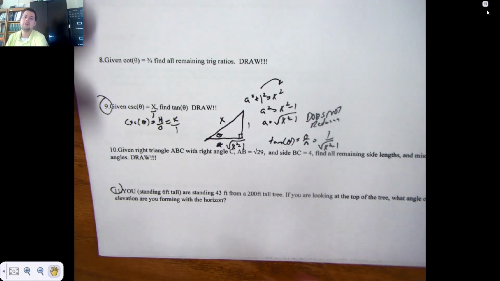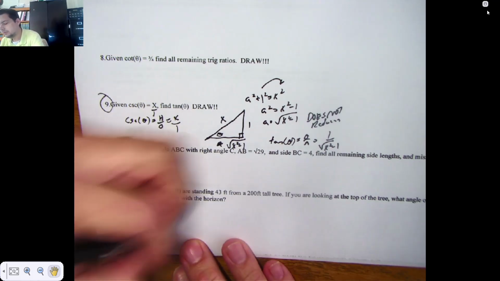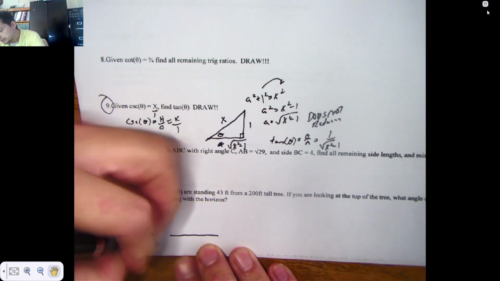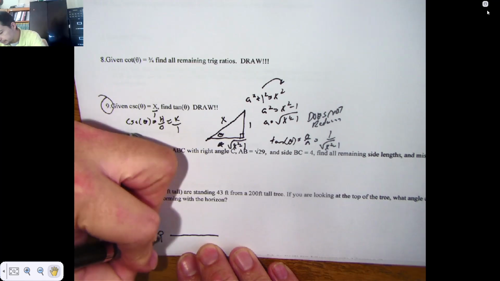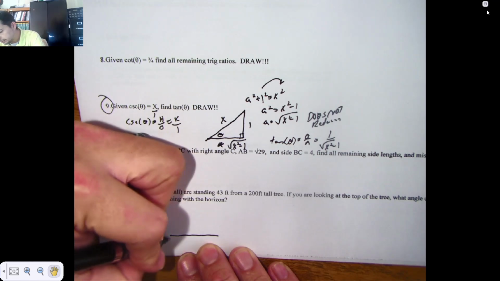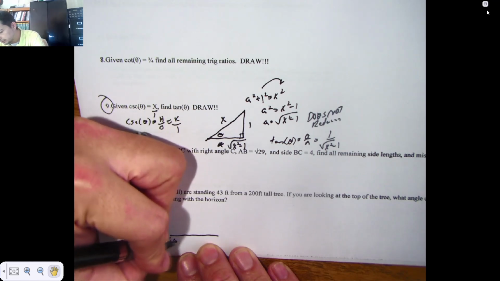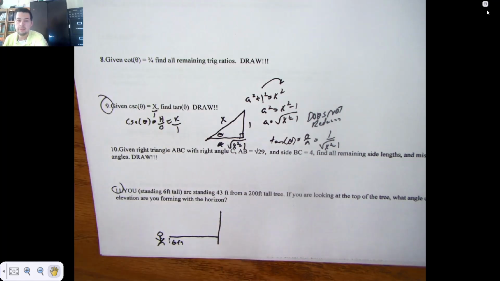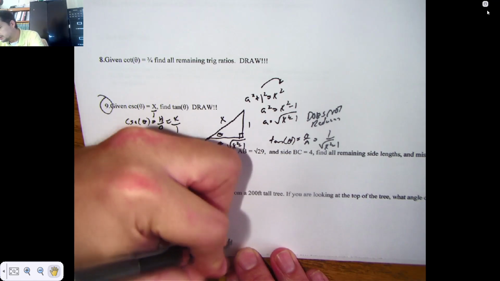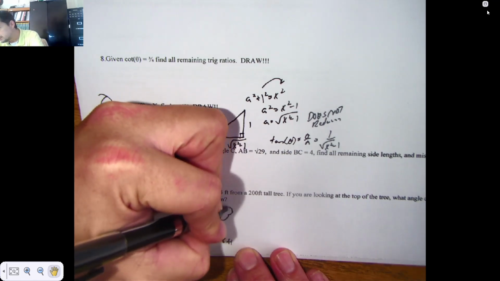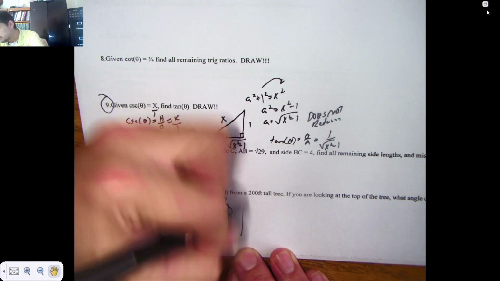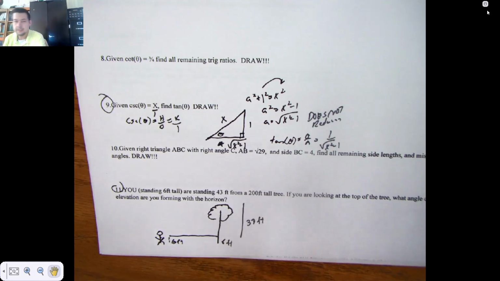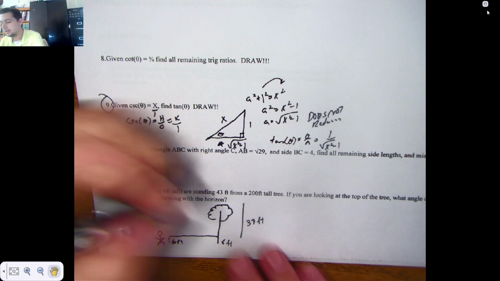All right, number 11. You, who stand 6 foot tall, are standing 43 feet from a 200-foot tall tree. So I'm going to stick figure you out. There you are, 6 foot tall. You're standing 43 foot from a 200-foot tall tree. Remember, there's 6 foot here, which means there's 37 foot of tree left, because 6 feet is accounted for in your height.